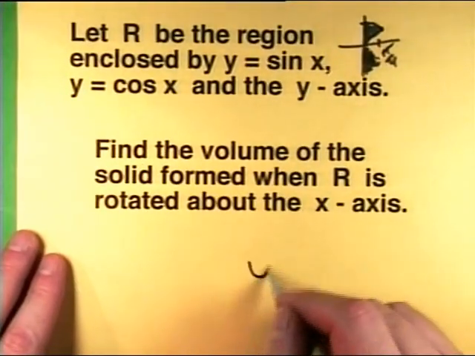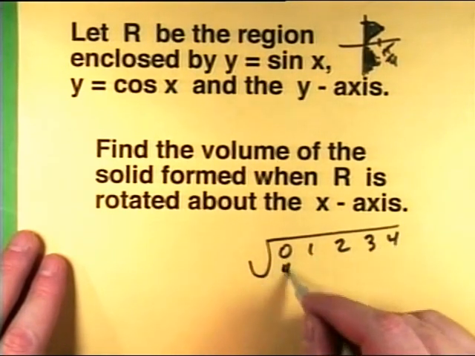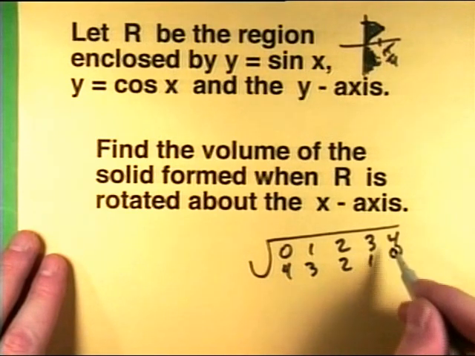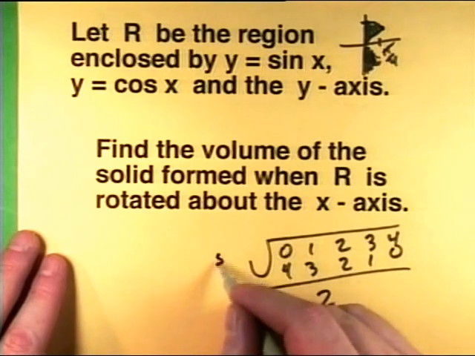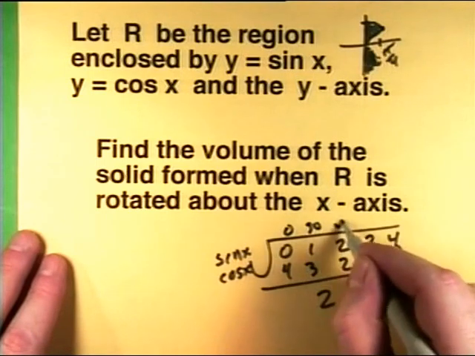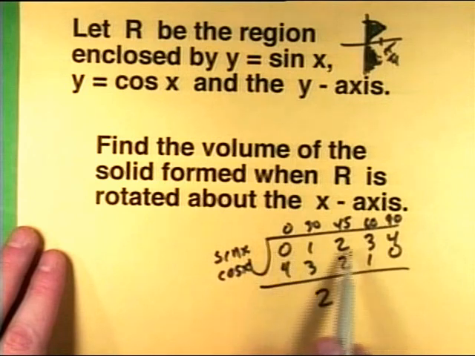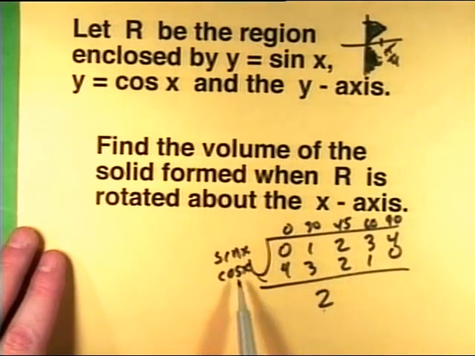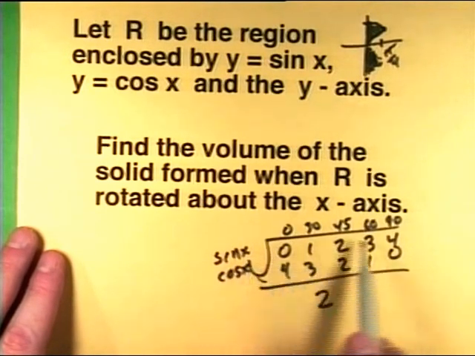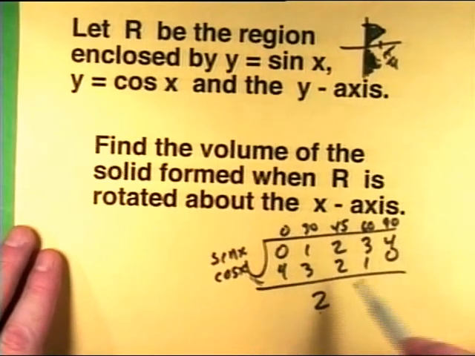Hold on a second. We're having help. This is my weak point, see? Have you seen this before, Ben? Yes. You've drawn this for me before. 0, 30, 45, 60, 90. Sine of 45 is square root of 2 all over 2. Cosine of 45 is square root of 2 all over 2. Sine of 60 is square root of 3 over 2. Cosine of 60 is 1 over 2. Have you seen this before?